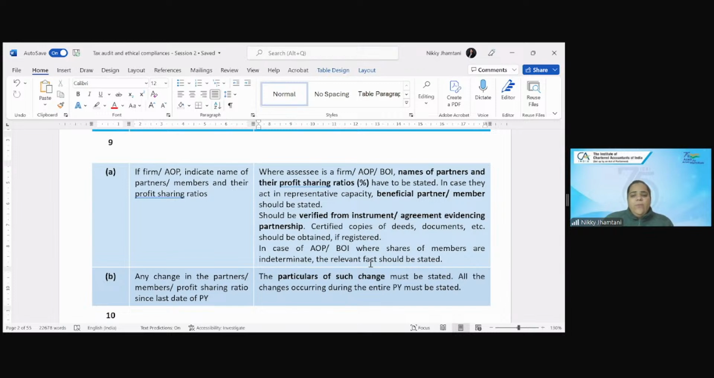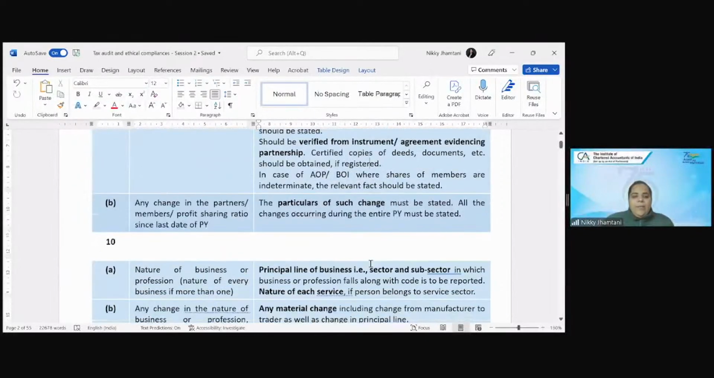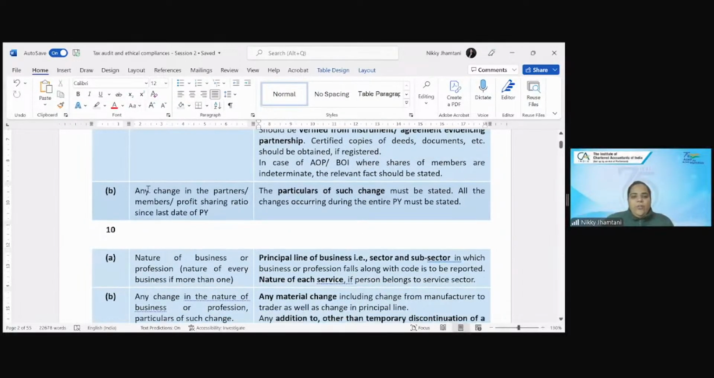In case of AOP BOI, where shares of members are indeterminate, the relevant fact should be stated. तो अगर ऐसा कोई केस है जिसमें AOP BOI में जो मेंबर की शेयर्स है वो डिटरमाइन नहीं कर सकते, दोज आर इनडिटर्मिनेट, देन ये फैक्ट हमें वहाँ पे मेंशन कर देना है. Next is 9B. Any change in the partners' or members' profit sharing ratio since last day of the previous year. So the particulars of such change must be stated. All the changes occurring during the entire previous year must be stated.